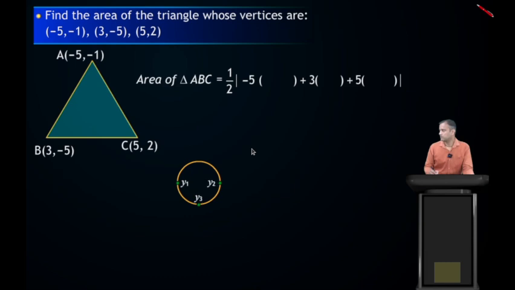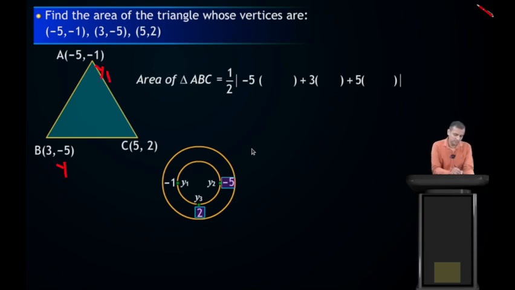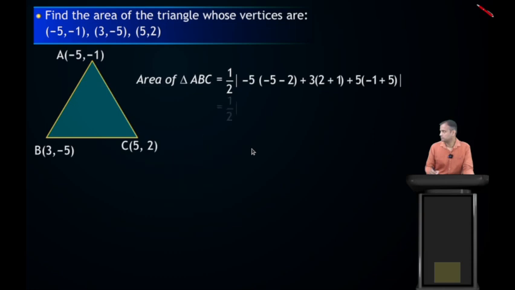and now put y2 minus y3. What is y2? Yes, minus 5. This is y1, this is y2, and this is y3. It is minus 5 minus 2, it is 2 plus 1, then minus 1 plus 5. Again it is minus 5, then add minus 5 minus 2, it is minus 7.